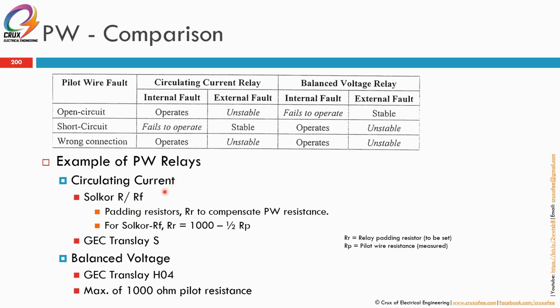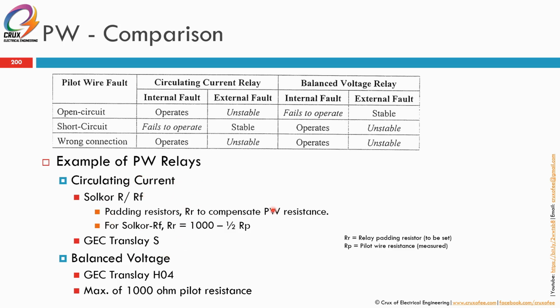So this is an example of the pilot wire relays. Circulating current type, we have the Solkor R or the so-called RF, the full wave version. In the Solkor RF or Solkor RR, there's a padding resistor. This padding resistor is to compensate the pilot wire resistance. So this is just a very brief calculation of how to set the padding resistor. And we also have the much older model GEC Translay S. These are the typical example pilot wire relays.